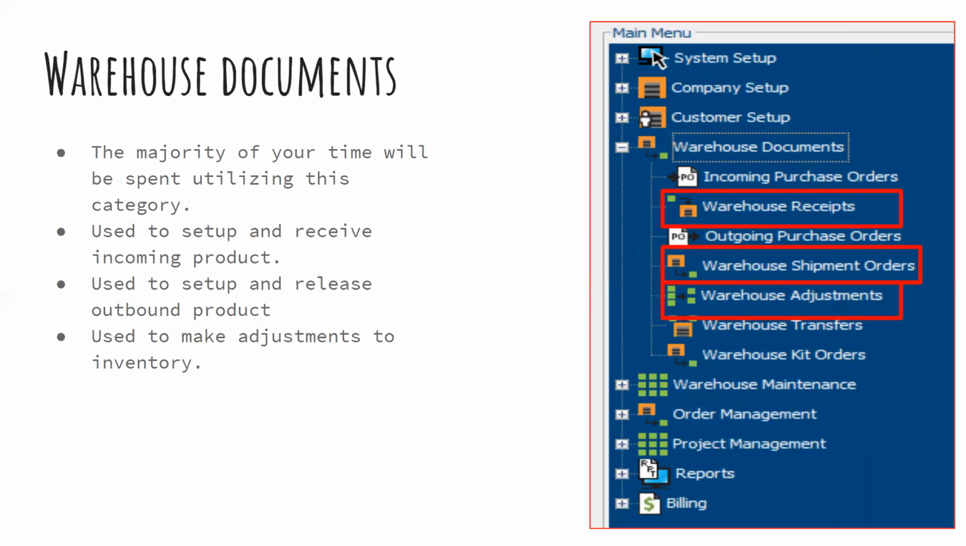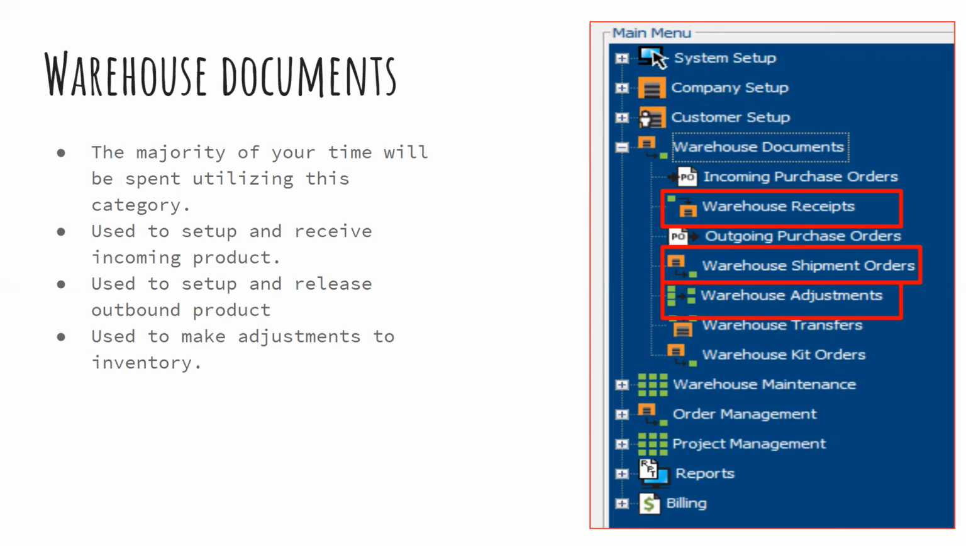Our next function is warehouse documents, and this is where you will spend the majority of your time. We use the warehouse receipts option to set up and receive incoming product. We use the warehouse shipment orders to set up and release outbound product or anything that is leaving our facility. But also under warehouse adjustments, this is where we can go to adjust our inventory. And this doesn't happen or shouldn't happen very often.